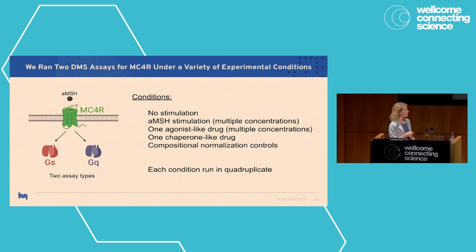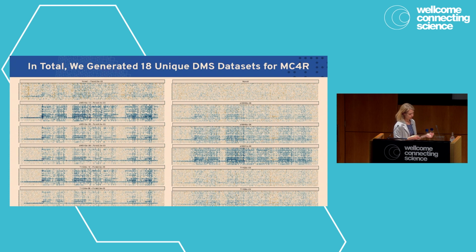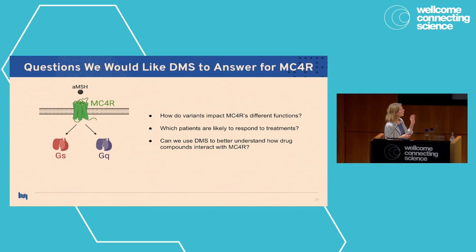So this is a lot of data, and I want to talk through different applications or different questions that we were asking, but this is just a panel of a subset of the different 18 heat maps that we generated for this data. But I want to focus just on a few core questions that we're really interested in for MC4R and what we can learn from DMS for this program.